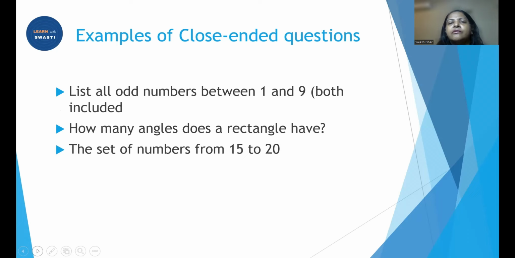Ideally, we should use more open-ended questions because we want to gauge the child's perspective. Also, with close-ended questions, the child might have a tendency to rote memorize these things. So concept-based questions are mostly open-ended questions. Let's look at a few CTET examples. It has been asked, and I'm sure that once you've understood this concept, you can answer any question based on this.